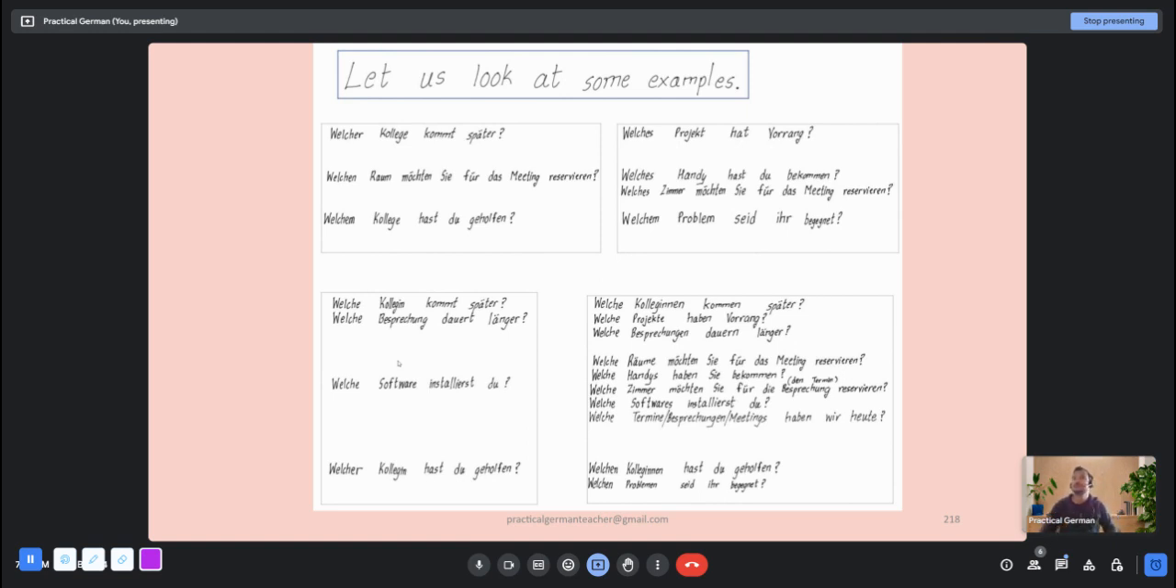Welche Besprechung dauert länger? Welche Software installierst du? So you said installierst du. It's fine, but the better way is installiers, so the R is silent. Read the sentence again, please. Welche Software installierst du? Correct.